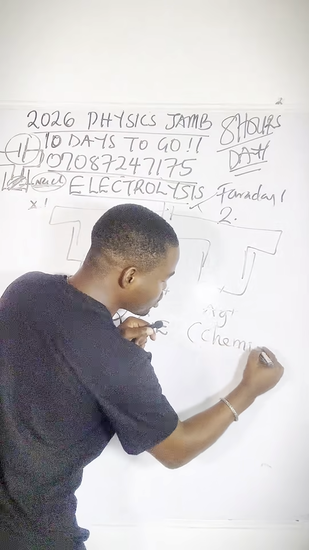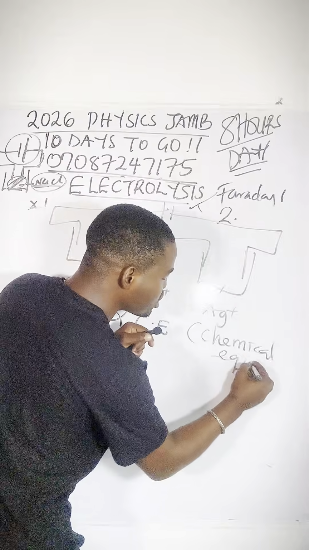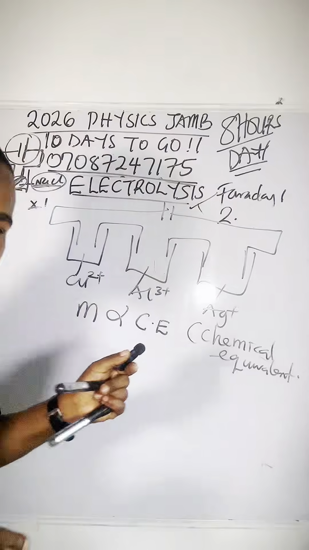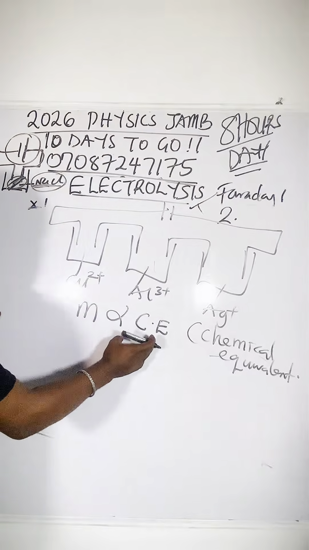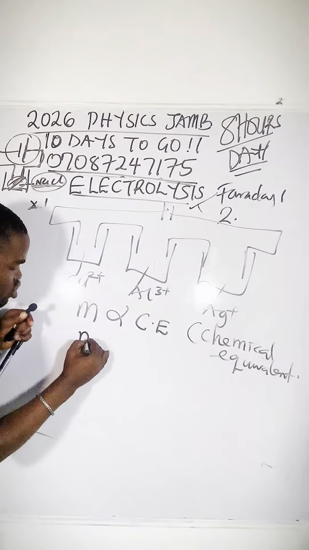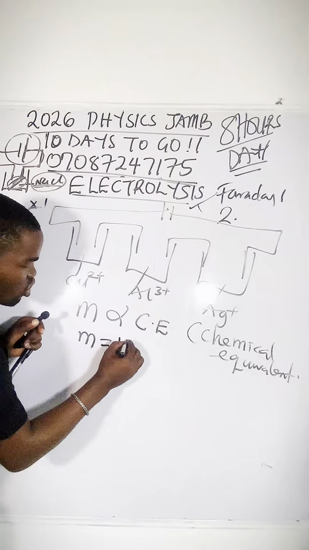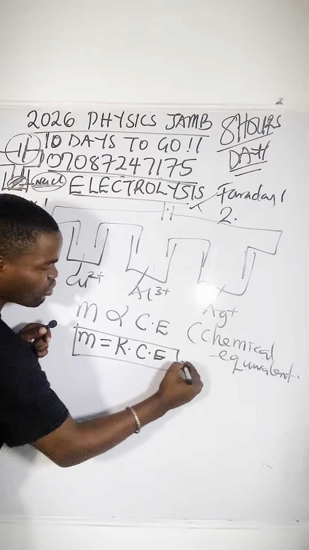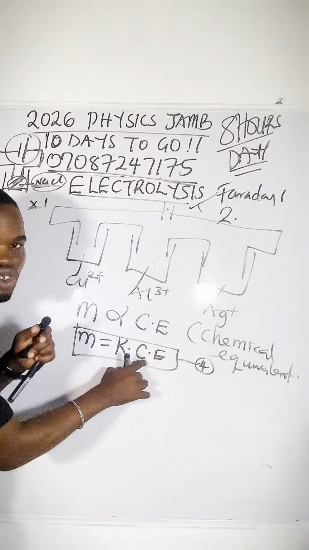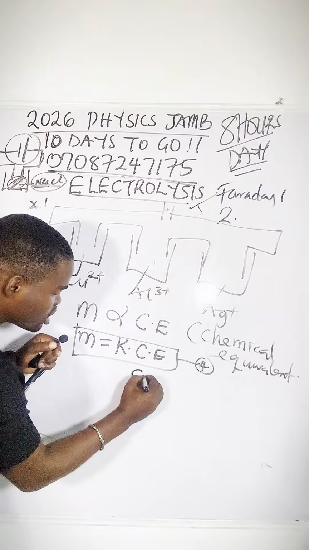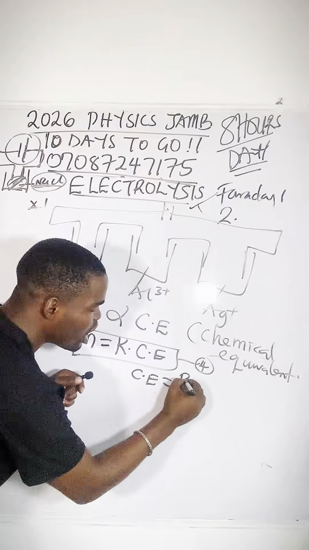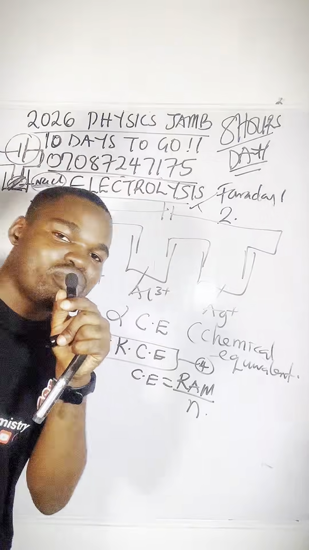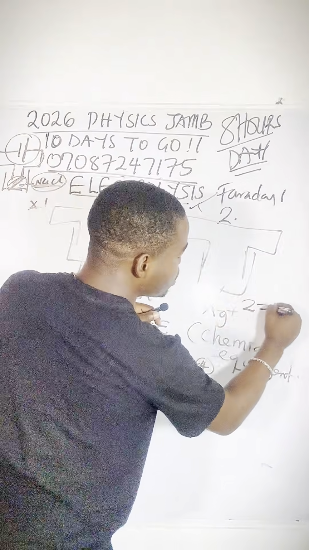CE means chemical equivalent. That's what it means. So this is what I need in this case. Now, what does chemical equivalent mean? If you have M equals constant K times CE, so this is formula 4. But I need to know what CE means. CE, which I say is chemical equivalent, is RAM over n. Don't forget, it's also the Z, which I call what?